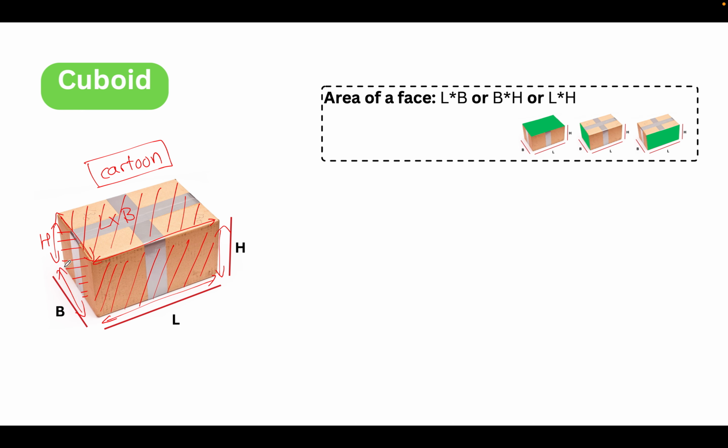So it depends on which face you are taking into consideration, and the area of a face of a cuboid is either L into B or B into H or L into H, depending on the face you choose. So in this figure the formula will be L into B, in this the formula will be B into H, and in this the formula will be L into H. So this is the formula to find the area of a face of a cuboid.